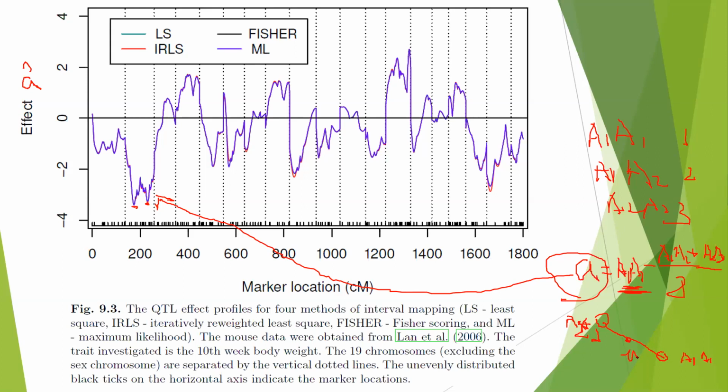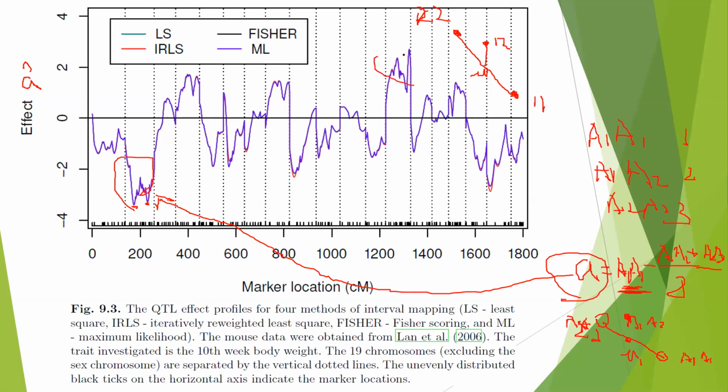mu, and probably your A1, A2 is here. Oops, it's not very clear. Let me draw another plot here. So this is A1, A1. This is A2, A2. And here, probably, this is mu. This is A1, A2. Is that clear? So yes, this represents this negative effect.